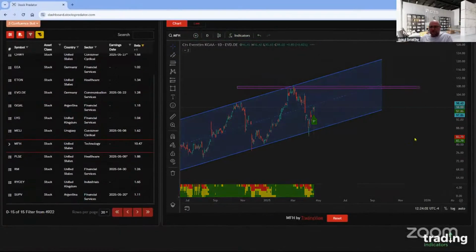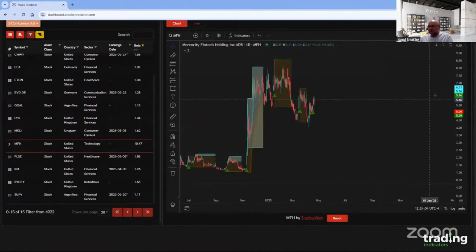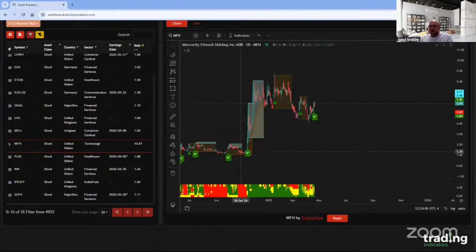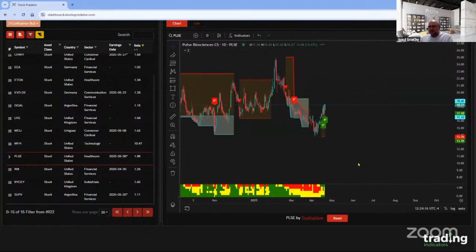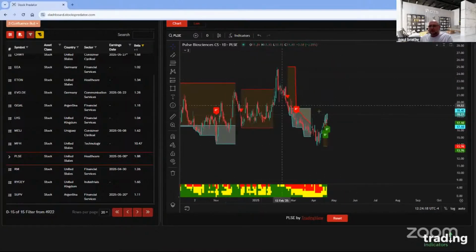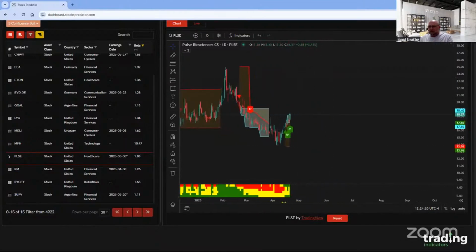MFH, 10.47 on beta. Okay, that's because we do have really good moves here. Got a bit of resistance up there. Just trying to find one as we go through. Remember, I put the beta filter on. I like this. There's a long way for this to go. You can see where we've got momentum building.